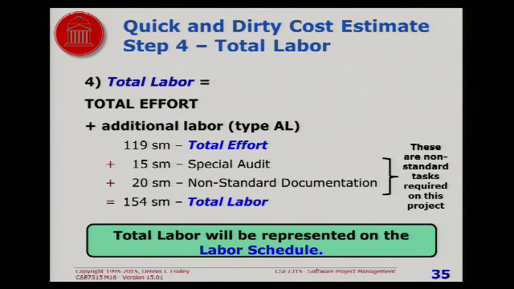Step 4 is called the total labor. And what this does is it says, anything else we have to do that we haven't already included that is measured in effort or in labor hours. For example, on this project we have to do some non-standard documentation, we have to do a special audit, anything at all that is unique. If your project has nothing like that, then this turns out to be the same as the previous one. But if there's something else you have to do that wouldn't normally be something you have to do, this is where you add it in.